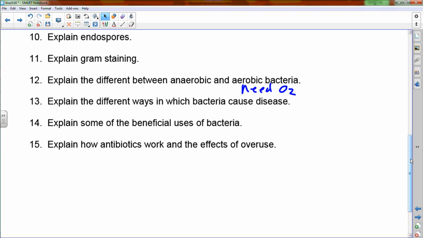Okay, number 13. What are the two main ways in which bacteria cause disease? They break cells. They metabolize their host, or they release toxins. They eat you, or they poison you.